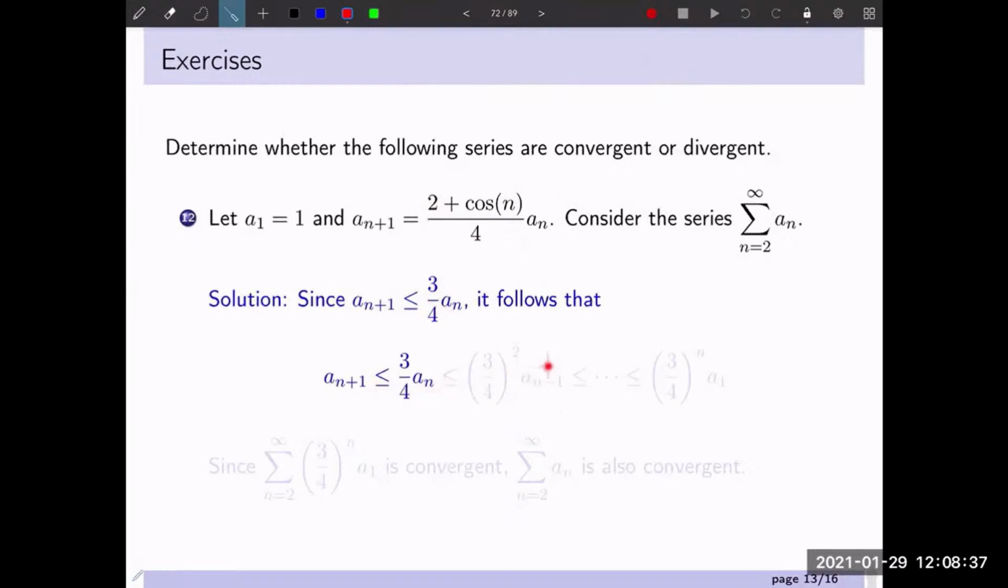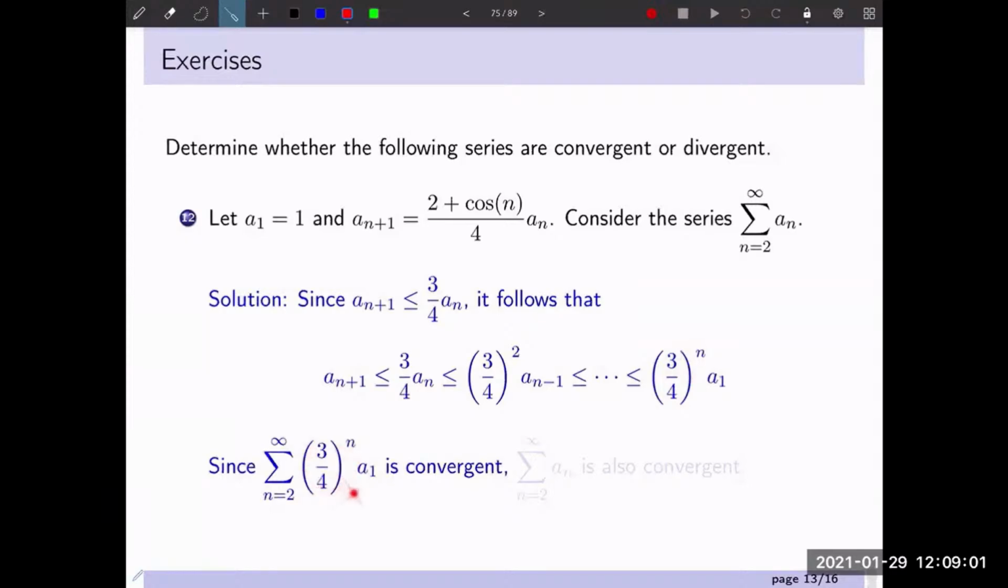Therefore, you can iterate this. The next term is always smaller than 3 over 4 times the current term, then smaller than another 3 over 4 times its previous term. You can iterate this inequality. You would see that an would always be smaller than 3 over 4 to the power n. On the right side, you get a geometric series which is convergent. And therefore, the smaller series must also be convergent. So this is basically the comparison test. The ratio test cannot work directly, but the ratio is smaller than 1, you know that. So you can iterate this.